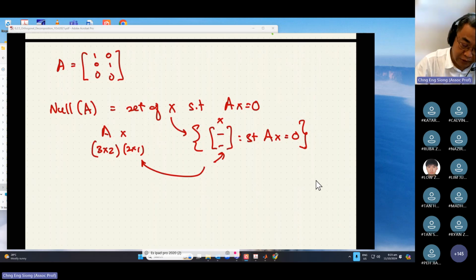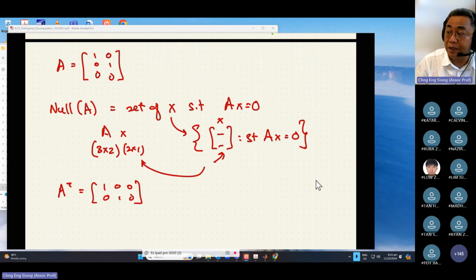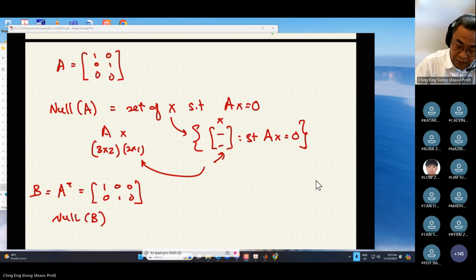What about the null space of A transpose? What's A transpose? 1, 0, 0, 0, 1, 0. This is A transpose. Let's call it B, so that you're not confused. B, what is the null space of B? It is Bx equals 0. What is B again? 2 by 3. What is X now? 3 by 1.